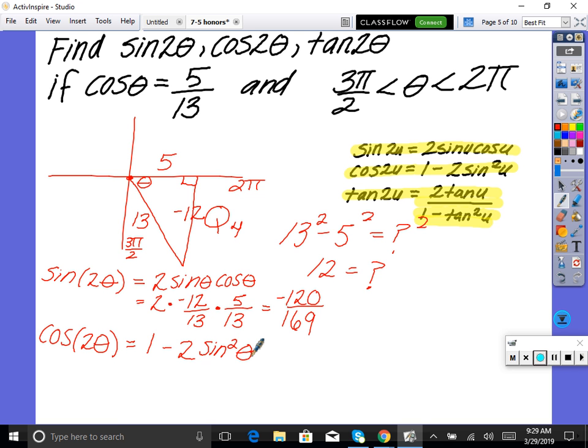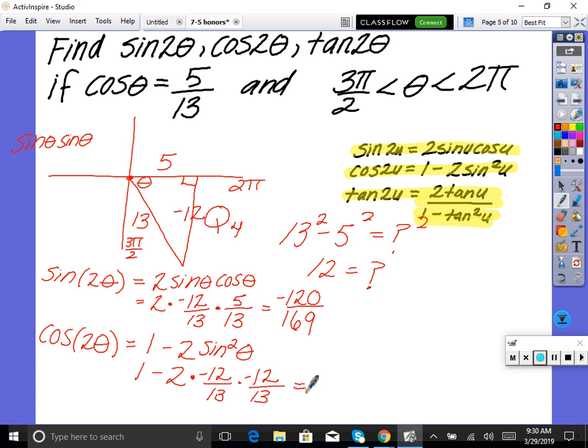So then I would have 1 minus 2 times sine of theta times sine of theta. Guys, sine squared is just sine theta times sine theta. Do we know that? So sine of theta times sine of theta would have been negative 12 over 13 times negative 12 over 13. Now look at the math behind this, guys. This is all being multiplied. So just type in your calculator 1 minus 2 times this, and then hit math, enter, enter. Ready, go. Let's go quicker this time.